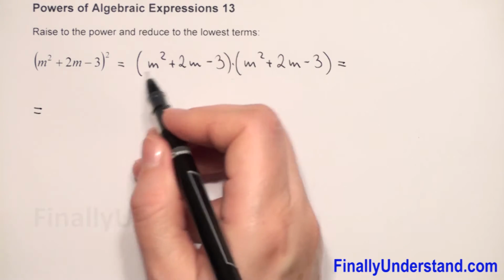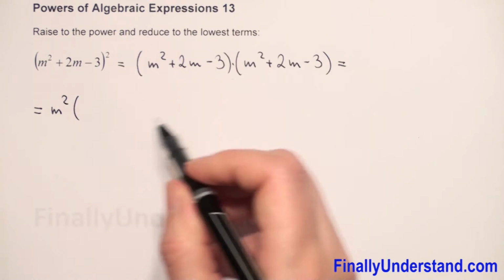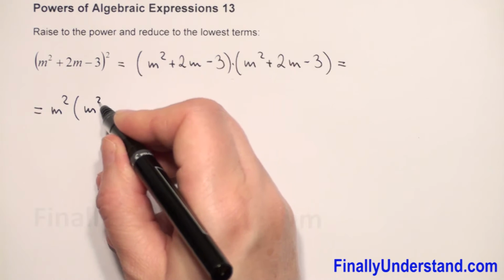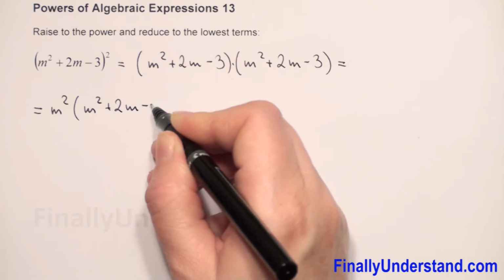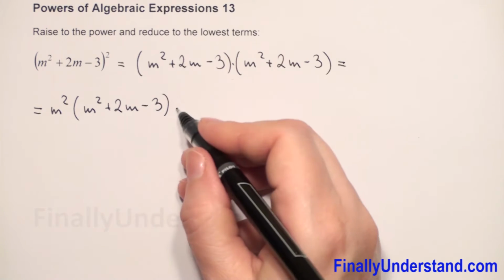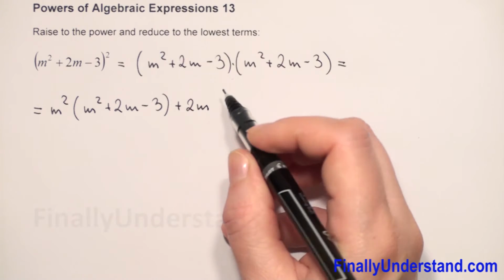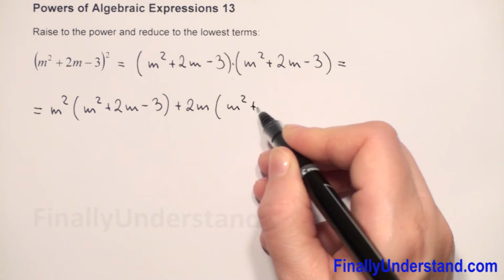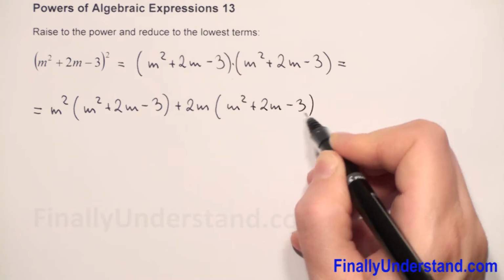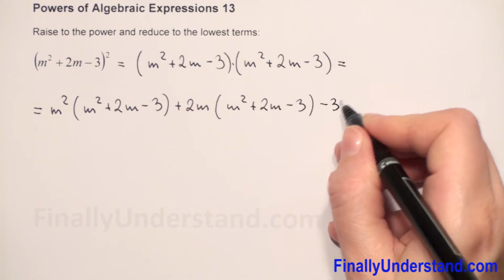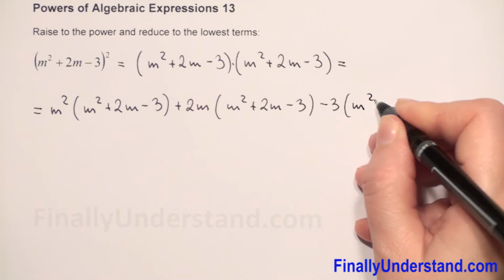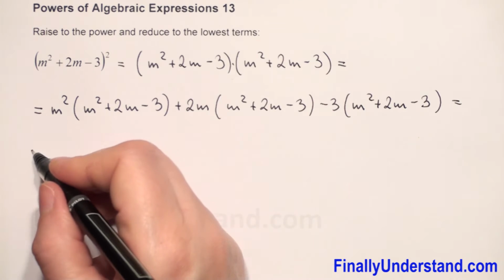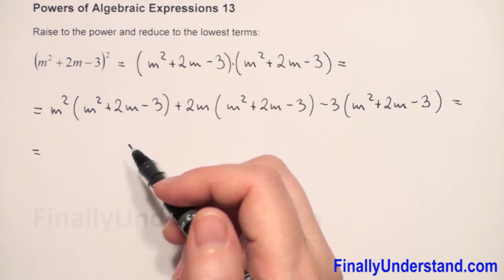So this is equal. First we have m squared and we have to multiply by the whole expression in the second parenthesis, so we have m squared plus 2m minus 3. Next we have positive 2m and we have to multiply by the whole expression in the second parenthesis, m squared plus 2m minus 3, and the last is negative 3. We have to multiply times m squared plus 2m minus 3. So this is equal.